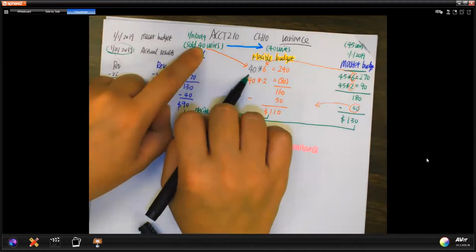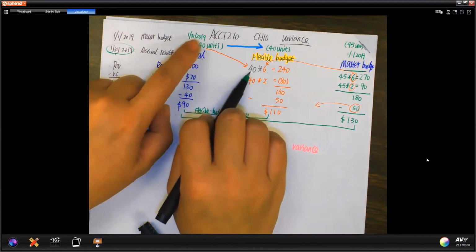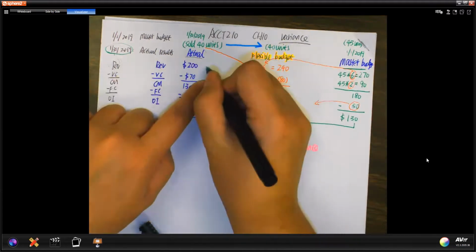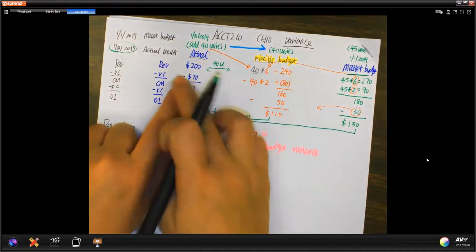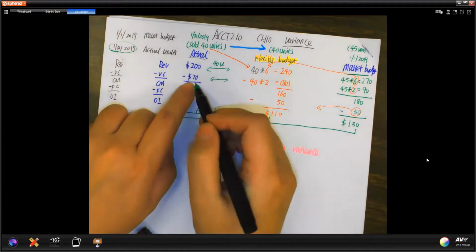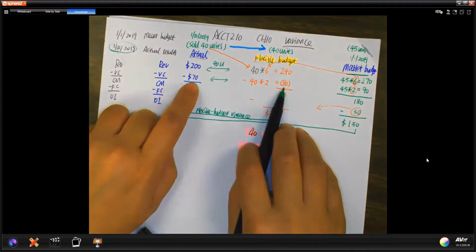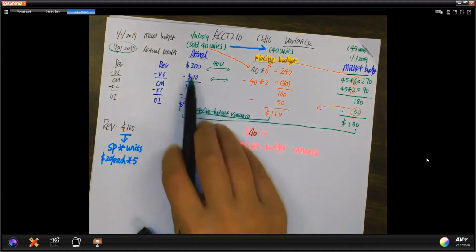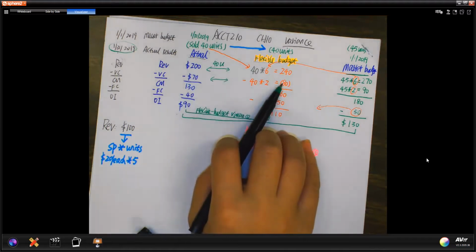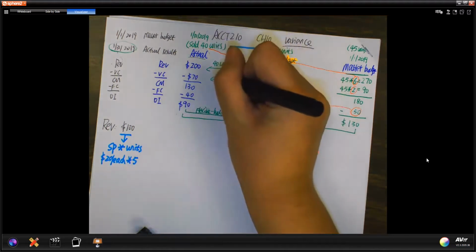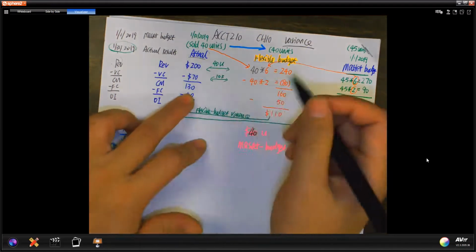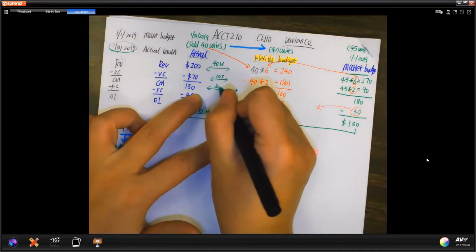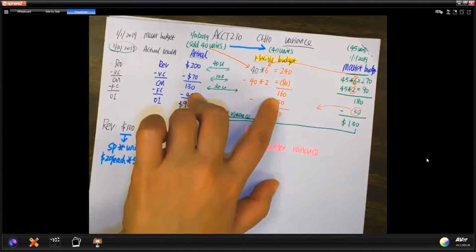You controlled for the same units. So now you have this $40 unfavorable revenue. And for the variable cost, your actual is smaller than your budget. Your actual is $70 of cost and your budget is $80 of cost. So you have a $10 favorable. You save the $10. Contribution margin, you had this $30 unfavorable, 130 versus 160.